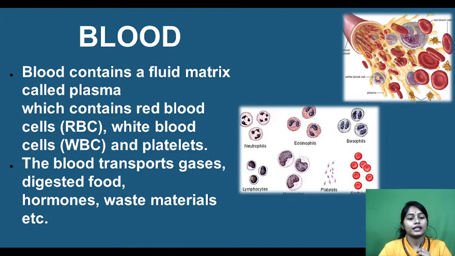See, what is the function of blood? It is a connective tissue and the blood transports gases, digested food, hormones and waste materials. So the blood helps in transportation. It transports gases, digested food, hormones and waste materials. You can see in the diagram, it has red blood cells, white blood cells and plasma. The fluid part is the plasma.